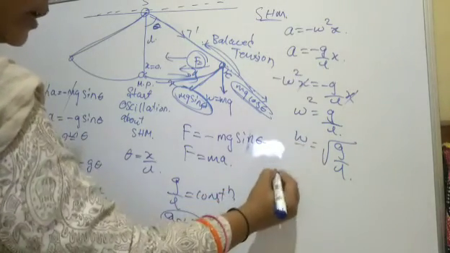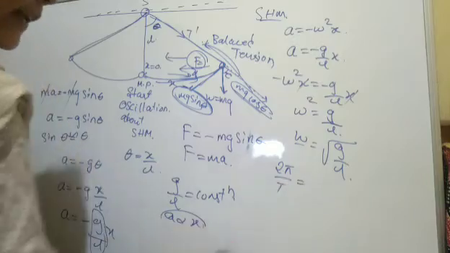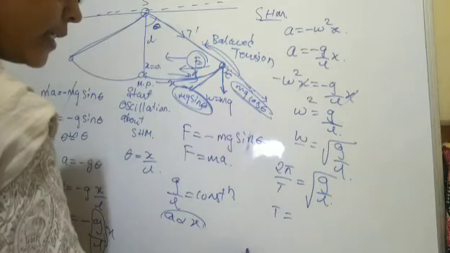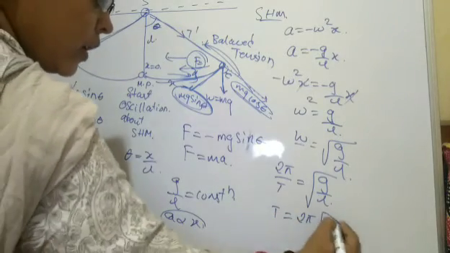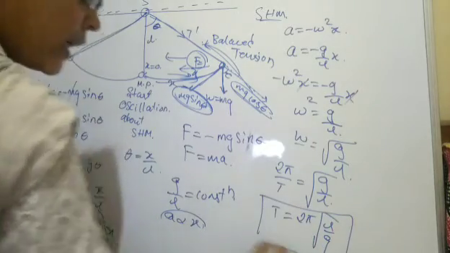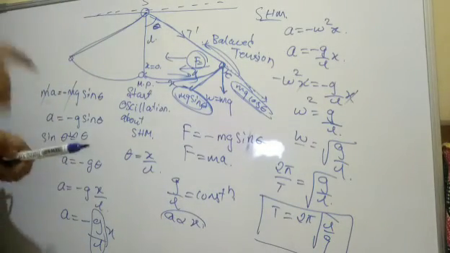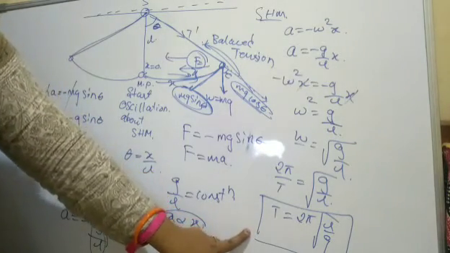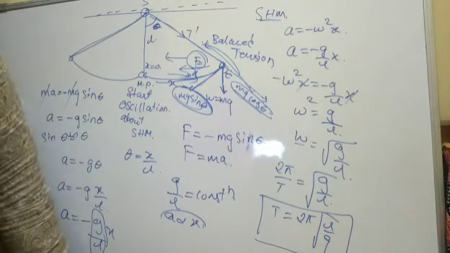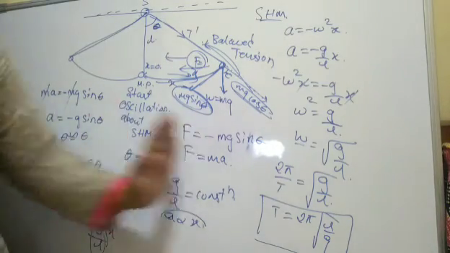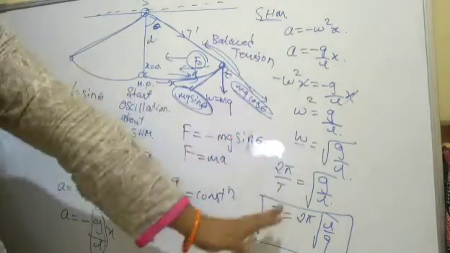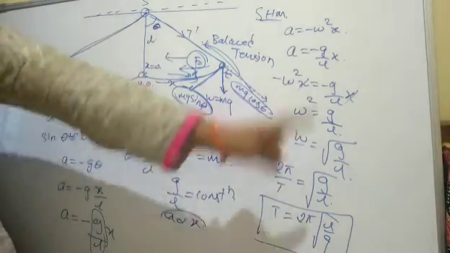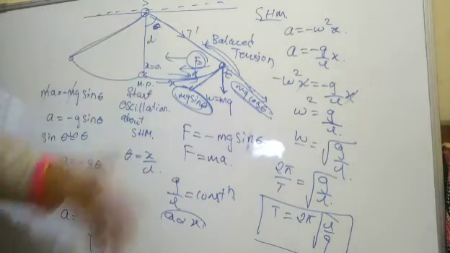Then this omega is 2 pi by T again, that is root of g by L. Time period T is equal to 2 pi root of L by g. So this is the time period of the pendulum which experiences simple harmonic motion. The pendulum bob also experiences to and fro motion, from mean position to extreme position to mean to next extreme to mean. So this completes the oscillation. Like that it is a continuous process taking place.